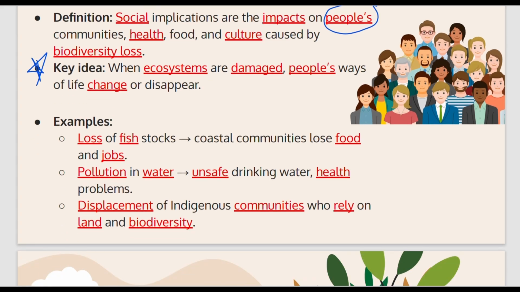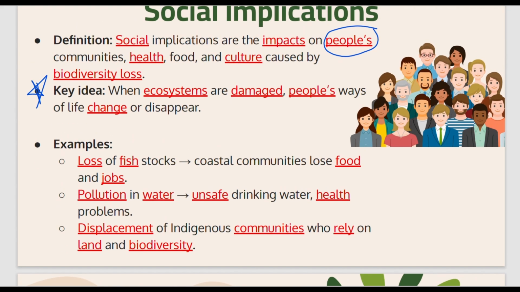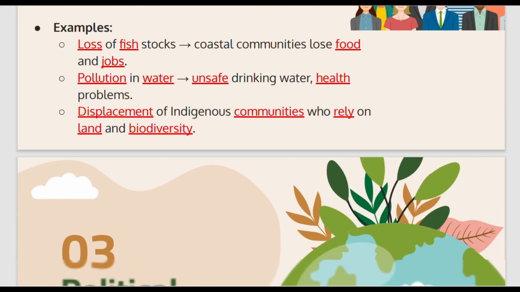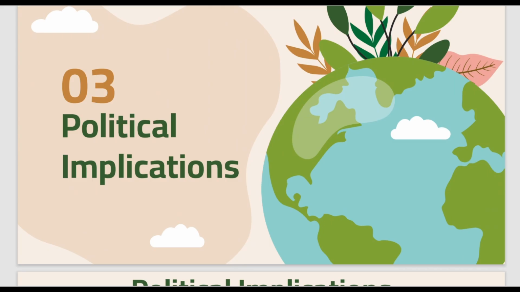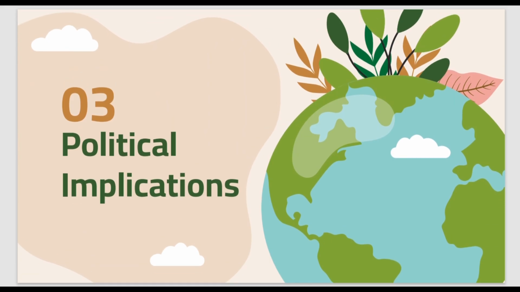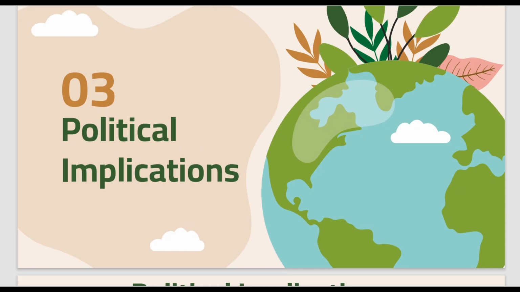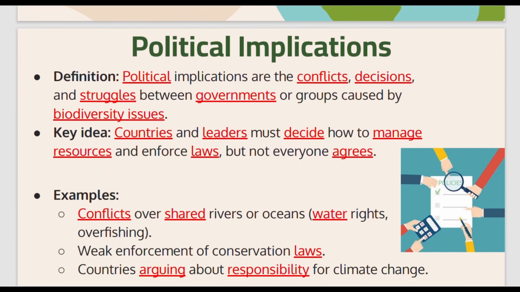So social, people. Ethical was right versus wrong. Is this right? Is this wrong? Social is how does it hurt people? Now political. This one, I think ethical and political are kind of the hardest ones. So let's jump into it.